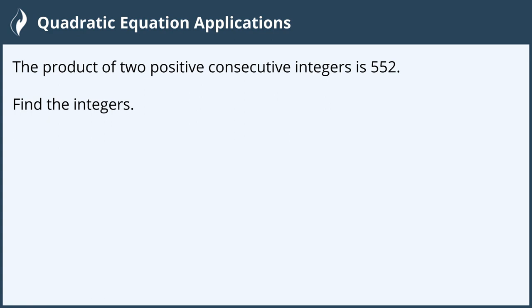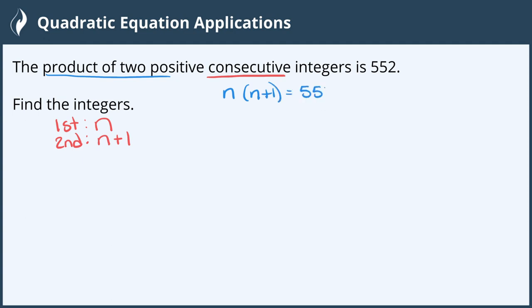Find the integers. When we see the word consecutive, this means that they are the numbers one right after the other, but we weren't told the first one, so we're going to have to use a variable to represent the first one. I'm going to choose n. And then a variable for the second one, because it is directly after it, the second one will be n plus 1. We were told that the product of these two positive consecutive integers is 552. So if we multiply n times n plus 1, we will get the product of 552.